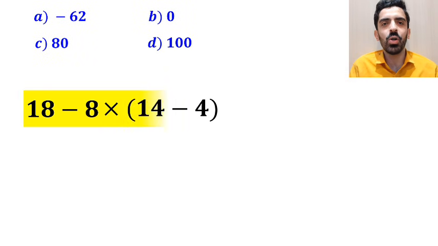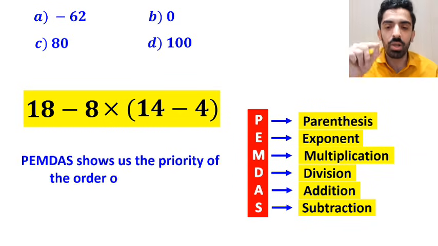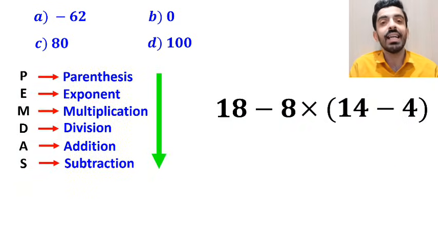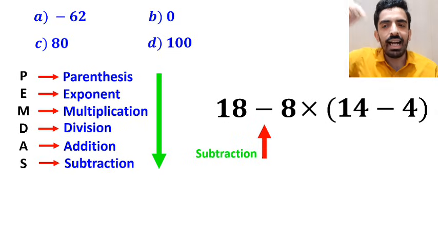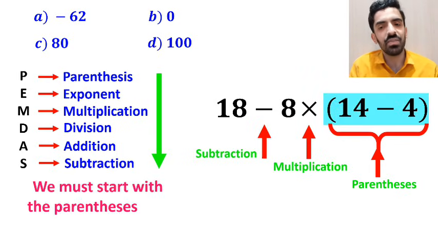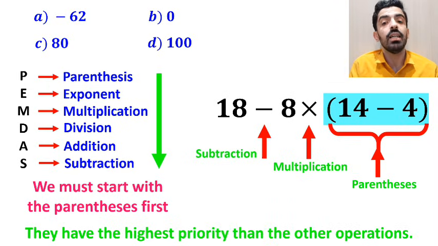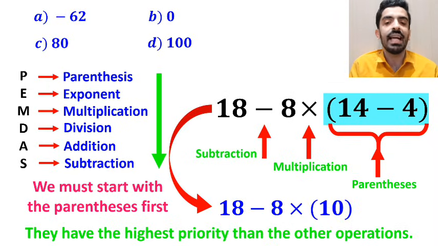Alright, now let me show you how to solve this expression properly. To solve this question, we need to follow a rule that is called PEMDAS. PEMDAS shows us the priority of the order of operations. Okay, as you can see on the screen, in this expression, first we have a subtraction sign, then a multiplication sign, and finally parentheses. We must start with the parentheses first, because they have a higher priority than the other operations. So, we can write this expression as 18 minus 8 multiplied by 10.